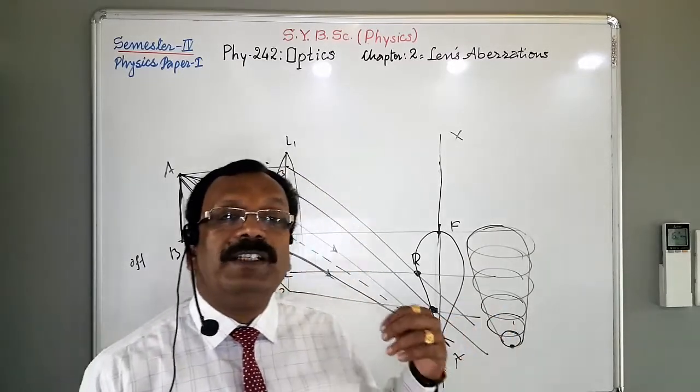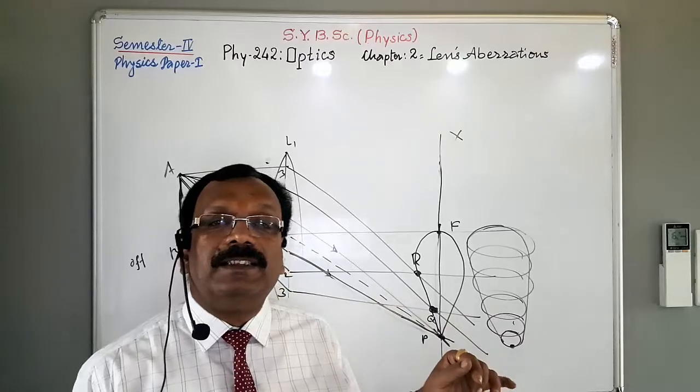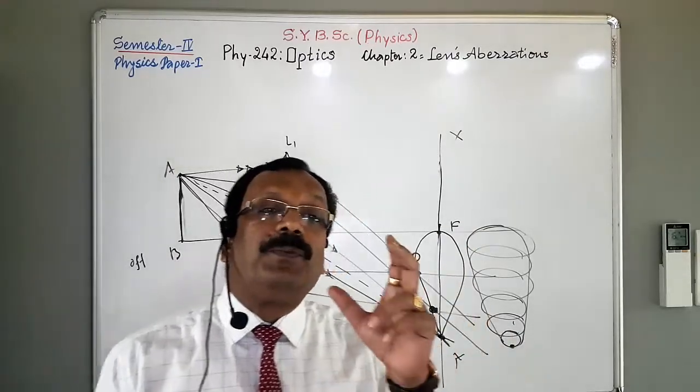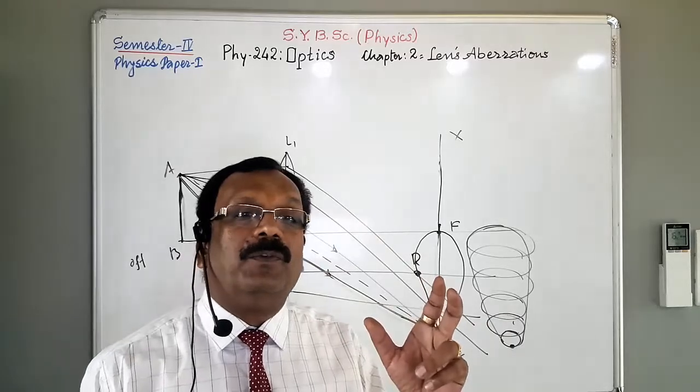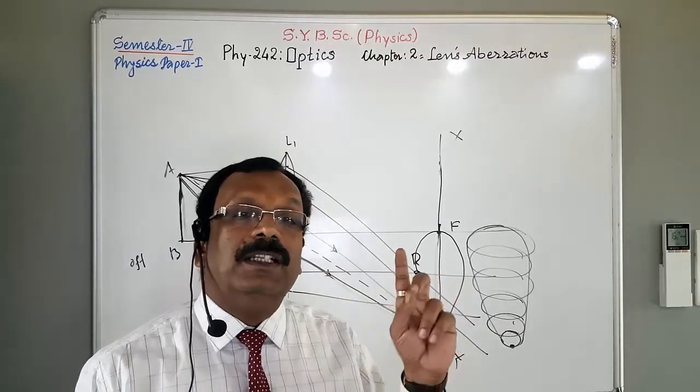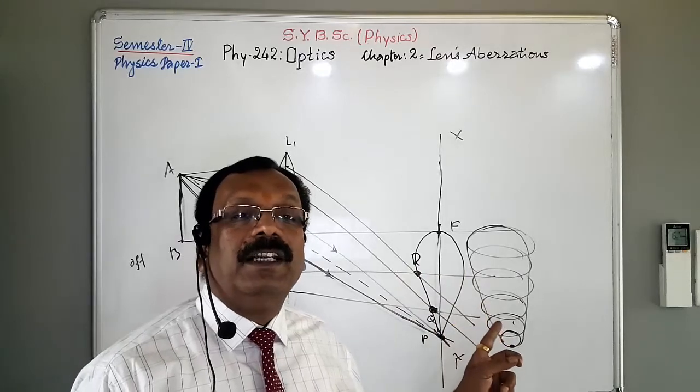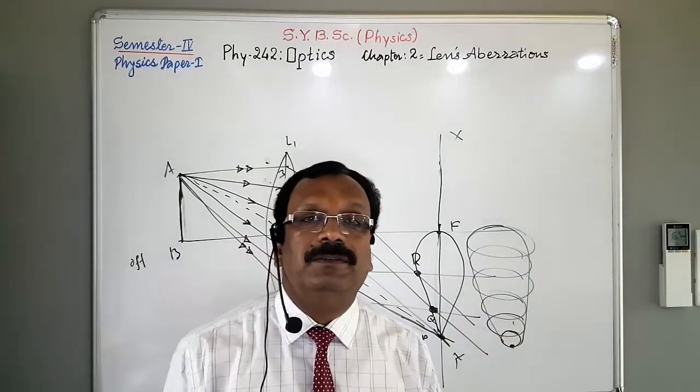The intensity of this comet is greater at P and decreases as it approaches point F. Due to this appearance of comet, the images look like a comet, and hence the defect is named coma.